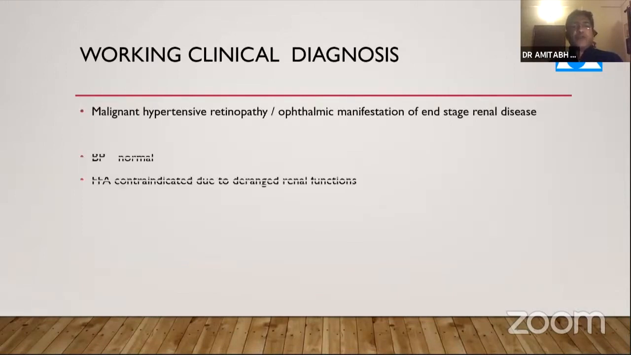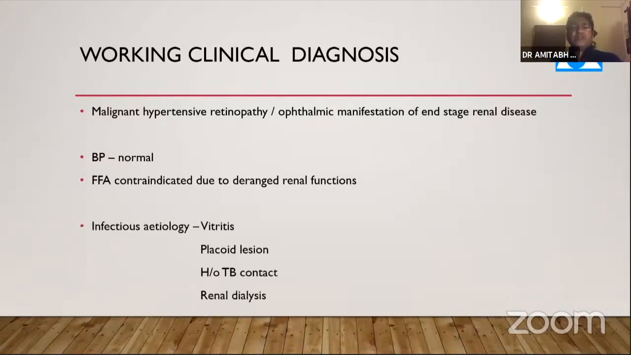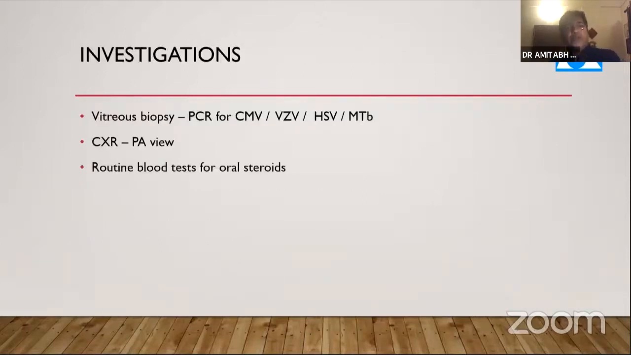and FFA was contraindicated because of his impaired renal function. But because of the vitritis in both the eyes, a placoid lesion in the left eye, a history of TB contact, and regular renal dialysis, we did keep a possibility of an infectious etiology as well. So with this in mind, we went ahead with the vitreous biopsy, and the sample was sent for a PCR for the viruses and Mycobacterium tuberculosis.